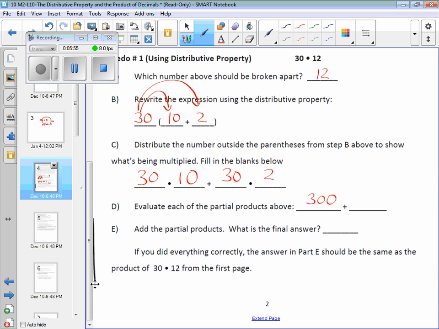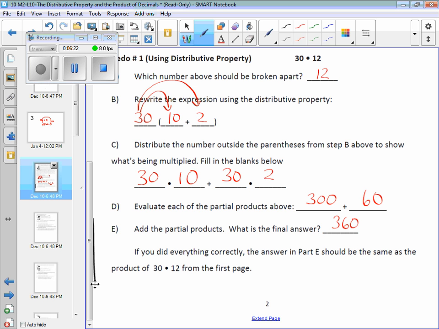What you do is if you take your 3 and your 1 and you multiply that together, you get 3, and then you have 2 zeros and you tack them on at the end. What about 30 times 2? Yes. We're almost home free. Now I bet you can add 300 plus 60 in your head. Luke, 360 is our answer.